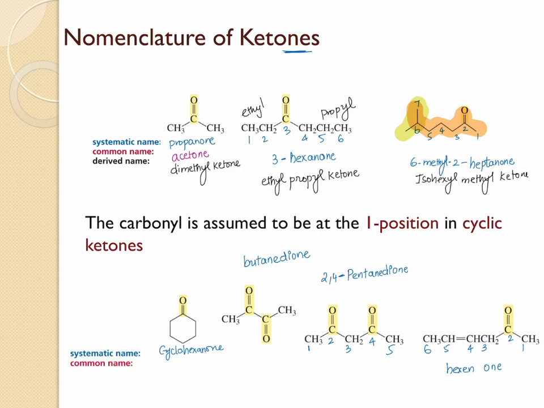Now we needed to make sure that we also give the position for the carbonyl group. The carbonyl group is at position 2, so it should be written as hexene-2-one, and you needed to give the position for the double bond. The double bond is at position 4, right? So it should be 4-hexen-2-one. That would be the proper name for this molecule.